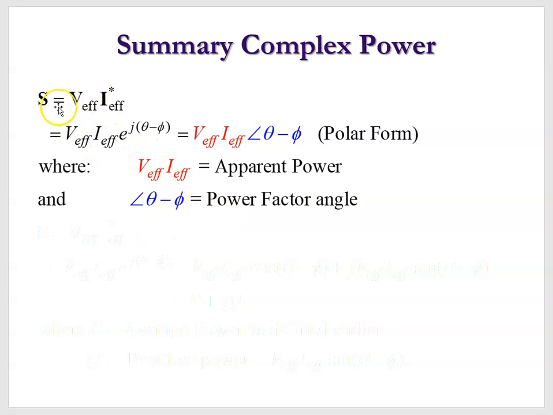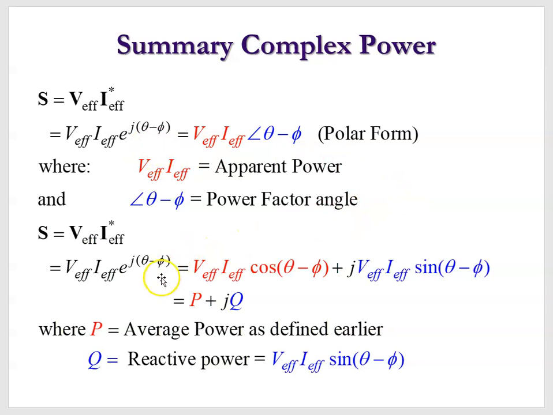So in summary here, our complex power is our voltage phasor times the complex conjugate of our current phasor. We can write that out in our complex exponential form, or we can write that in polar form, where the V effective, I effective, the magnitudes of those phasors, that's our apparent power, when the magnitudes of these phasors are represented in RMS value. The angle, theta V minus phi, that's our power factor angle, so we can represent that in polar form or complex exponential form. We could also represent it in rectangular form.